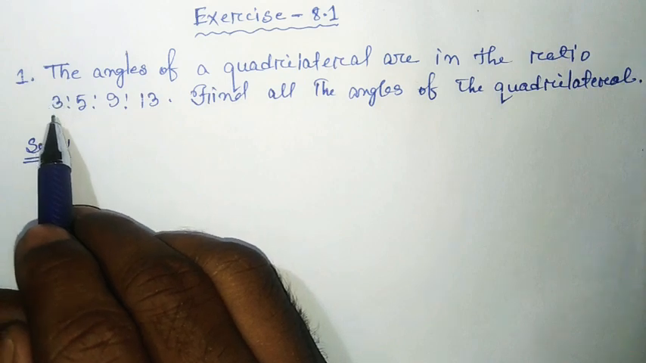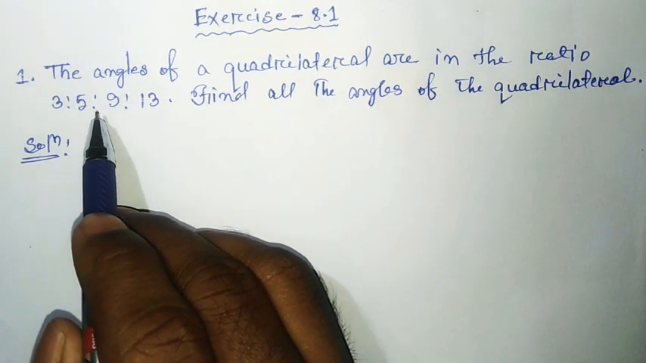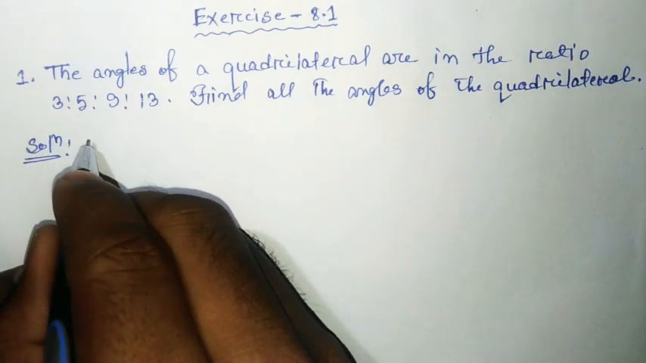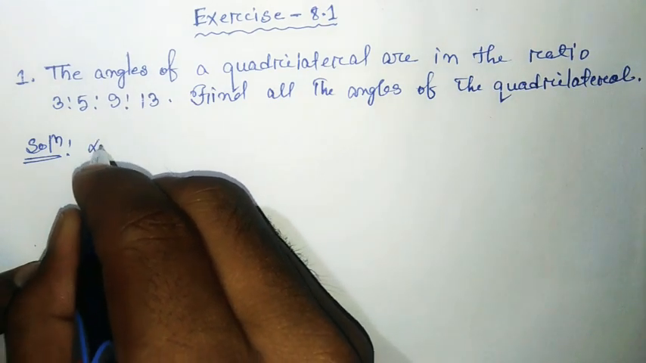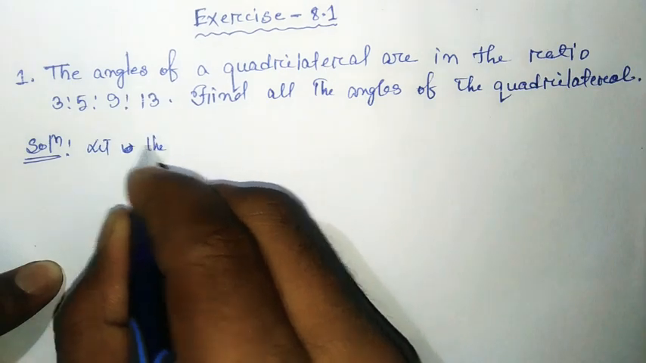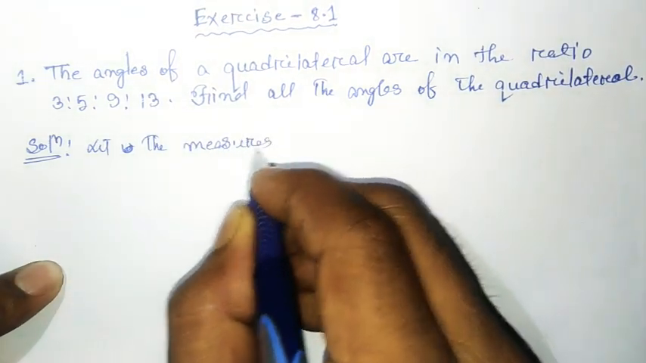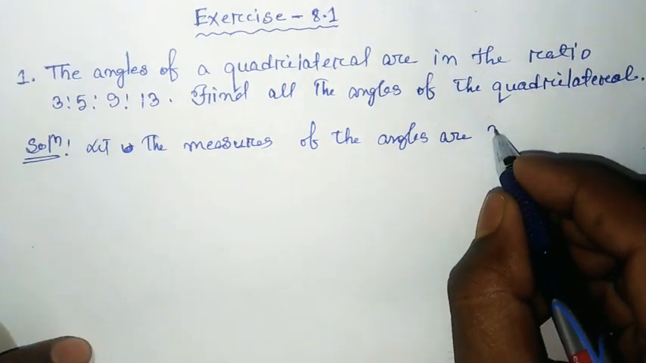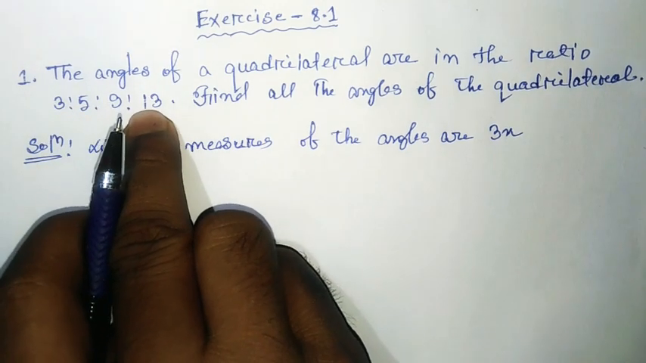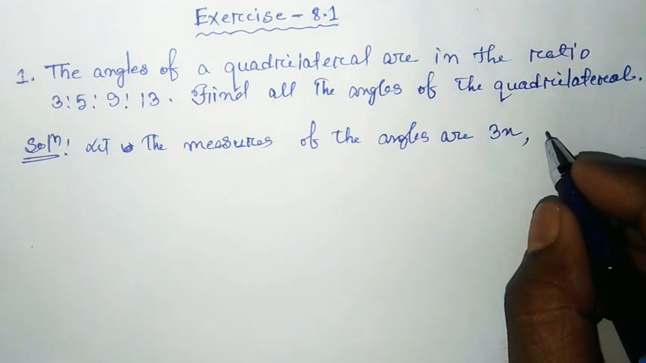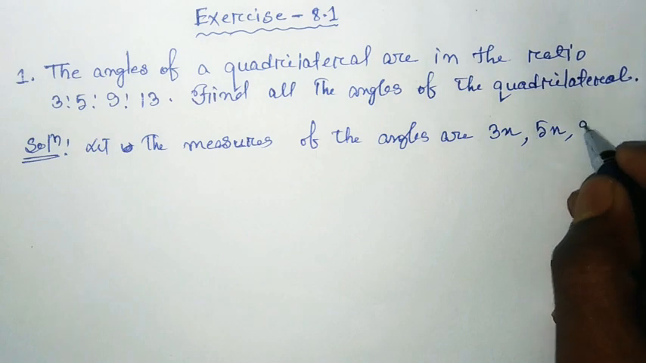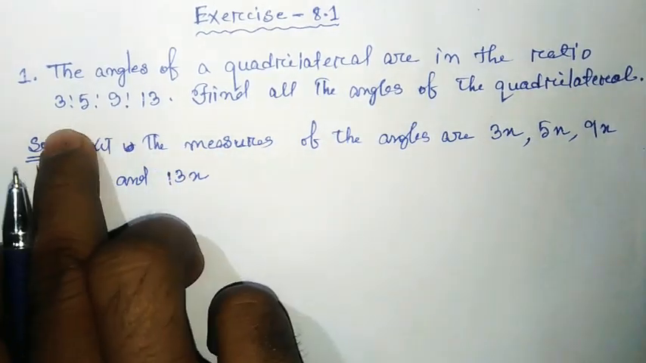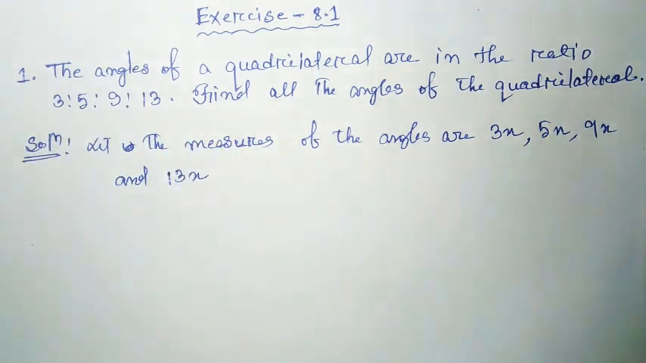Whenever a ratio is given, either you can do it by adding all the ratios, or you can do it in another way. I am going to solve in the way which is appropriate for you. You will take the measures like this. Let the measures of the angles be 3x, since 3 is given. Something is multiplying with the ratios, so that something is taken as x. So 3x, 5x, 9x and 13x.